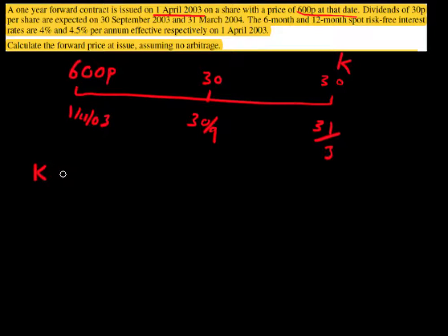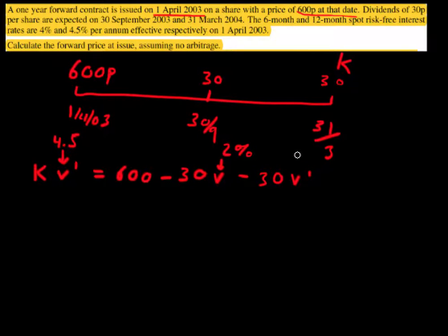So that's going to be K. We're going to be discounting it back, so that'll be v to the 1, and in this case v is using 4.5, so we'll keep that in mind. And that's going to be equal to 600 minus, let's get rid of 30 being discounted back once. Let's just use 2%. I'm using 2% because it says it's 4% for the full year, and so for half a year it's just going to be 2%, and then again minus 30 over here, and we're discounting back just 1 year, but that's going to be at the 4.5% for this one.